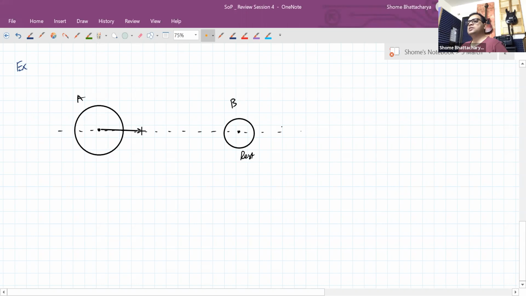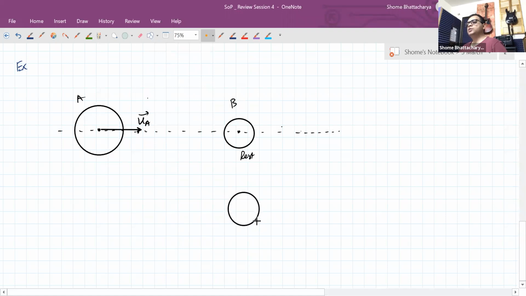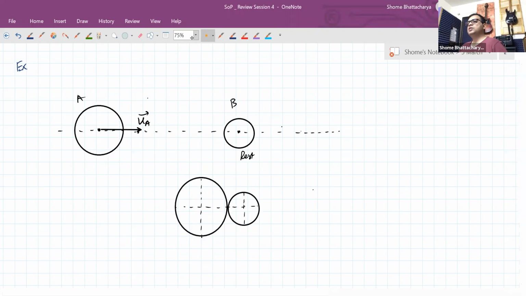Now, suppose disk B is at rest, but disk A is moving with an initial velocity, which is directed like this. So the velocity vector or momentum vector of this is along the center to center line. So then what will happen is when A and B come in contact, it will be like this. The center to center line will be the line along which the collision impulse is acting.